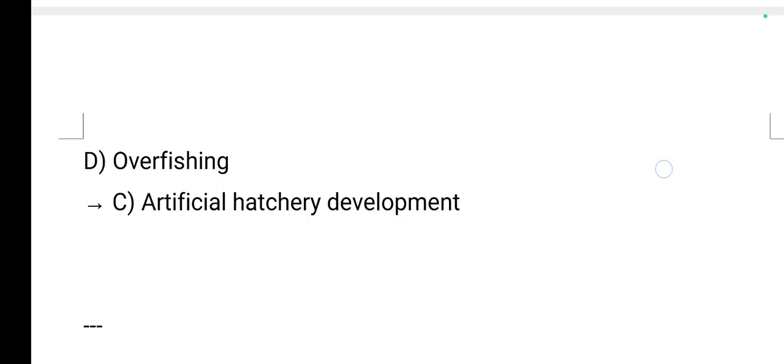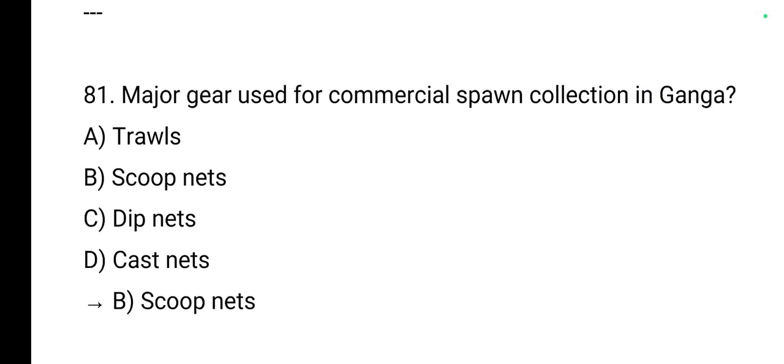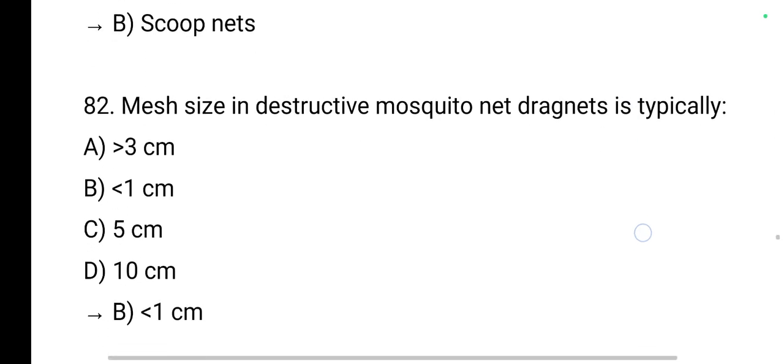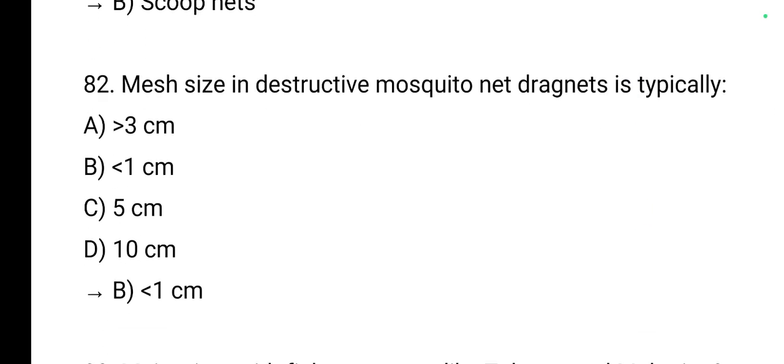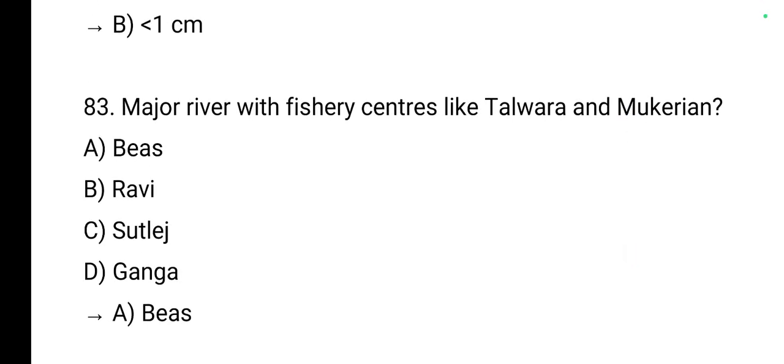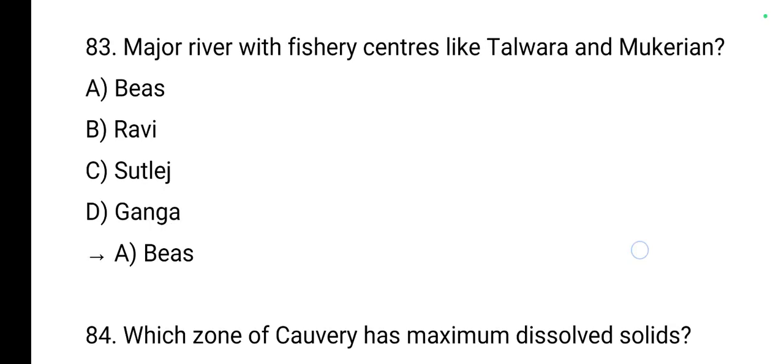What has contributed to reduction in natural seed collection from rivers? So the answer will be artificial hatchery development. Major gear used for commercial spawn collection in Ganga. So the answer will be scoop nets. Mesh size in destructive mosquito net drag net is typically less than 1 centimeter. Major river with fishery centers like Talwara and Mukerian is Beas.